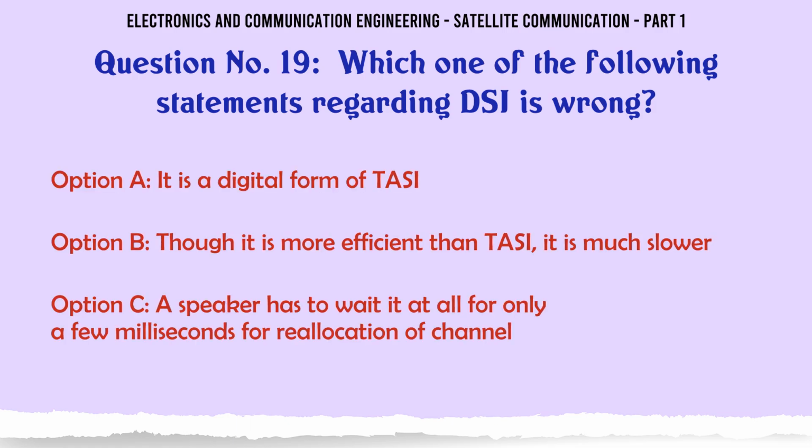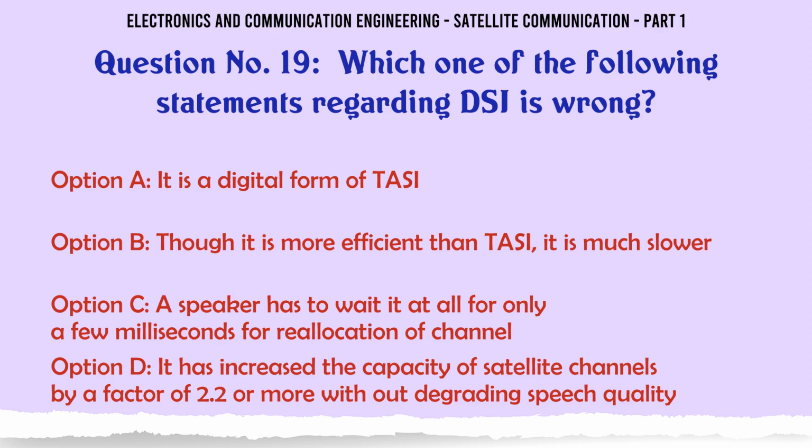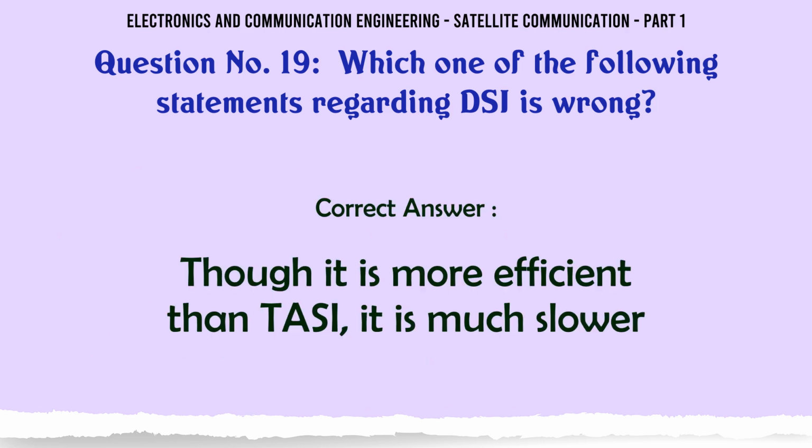Which one of the following statements regarding DSI is wrong? A. It is a digital form of TASI. B. Though it is more efficient than TASI, it is much slower. C. A speaker has to wait, if at all, for only a few milliseconds for reallocation of channel. D. It has increased the capacity of satellite channels by a factor of 2.2 or more without degrading speech quality. The correct answer is, though it is more efficient than TASI, it is much slower.